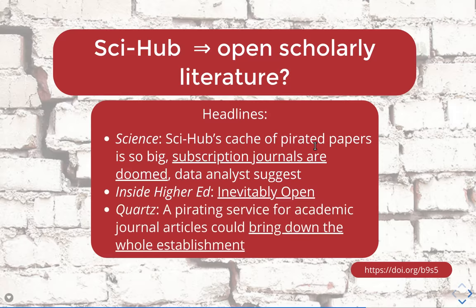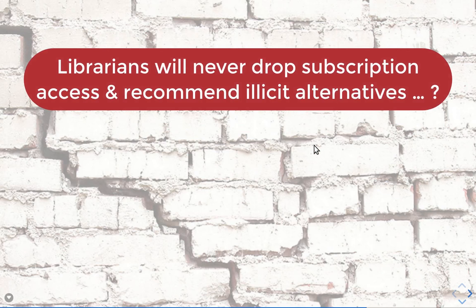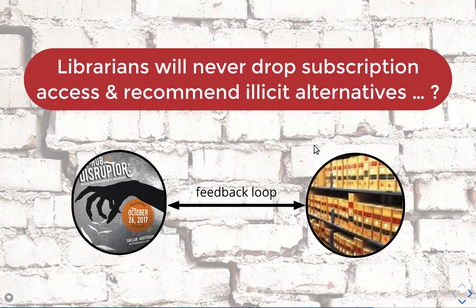One argument we hear is that librarians will never drop subscription access because they don't want to recommend illicit alternatives. And I think that is true. Most librarians are not going to tell their patrons to do something which could be illegal. But I don't think they have to, because there's a certain type of feedback loop where people start using Sci-Hub, and that, first of all, decreases the usage of the library systems. So the library sees fewer downloads because people start using Sci-Hub for everything. And so it becomes harder to justify the expenditures, because they're spending more each year on fewer and fewer downloads. I'm not sure if this has begun to happen, but it could be a factor, as we see a lot of people using Sci-Hub who do have university access.